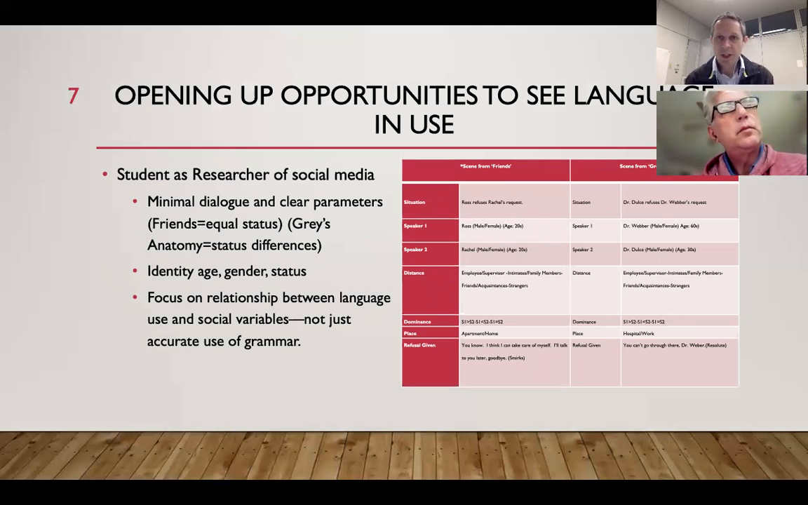Speaking of opening up opportunities to see language in use, one of the methods that can be useful is student as researcher. So in this kind of classroom activity, the students are actually performing kind of like a researcher. They're gathering data by themselves, discussing it, analyzing it, data in the form of conversation. And we used social media. Online videos are a great way to introduce pragmatic expressions in your classroom, and to generate some class discussion.